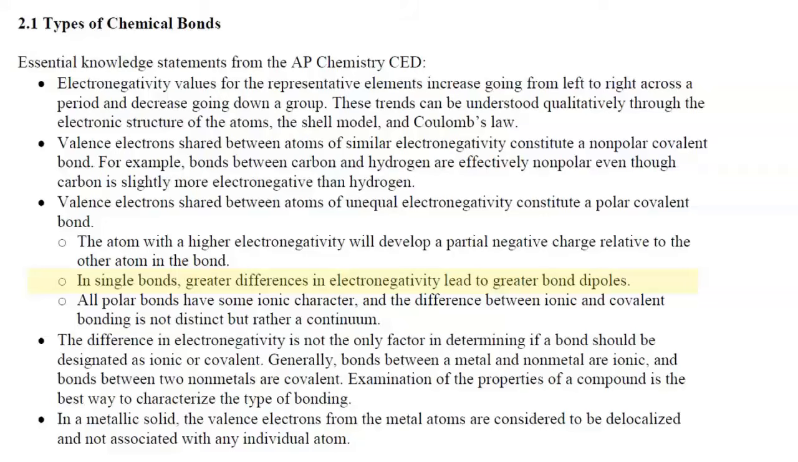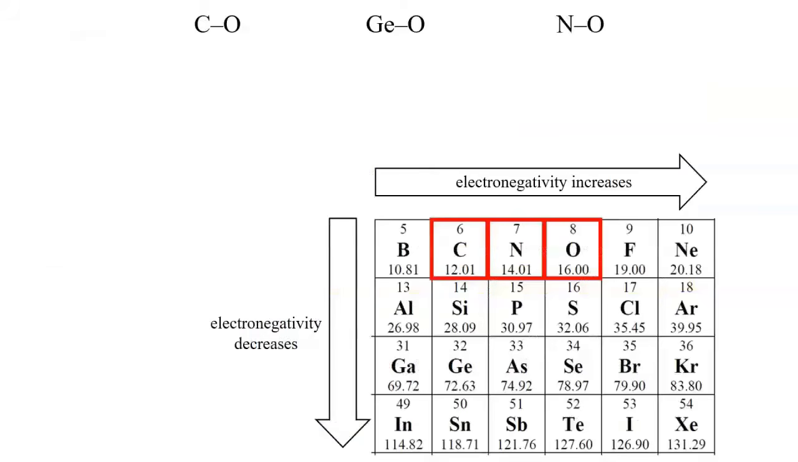Which of these three bonds has the greatest difference in electronegativity? Now, we don't need to know the actual electronegativity values to answer this question. All we need to do is use our periodic trends, both horizontal and vertical trends, to figure out which of these three bonds has the greatest difference in electronegativity.